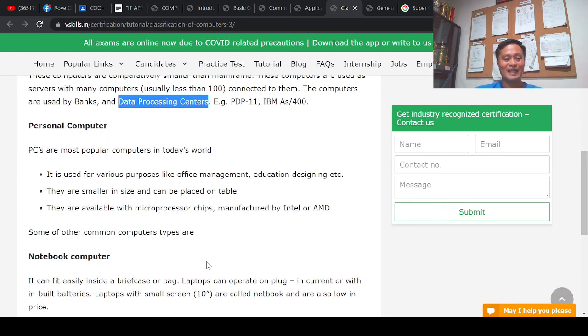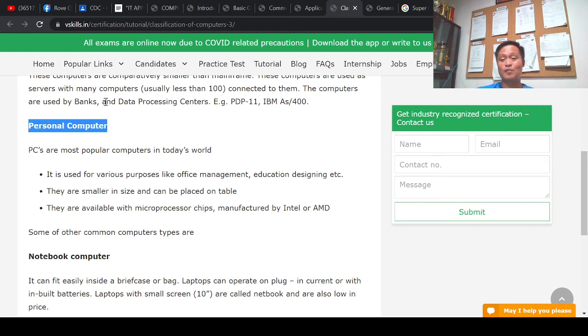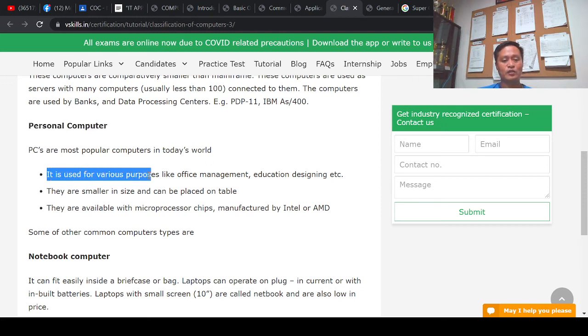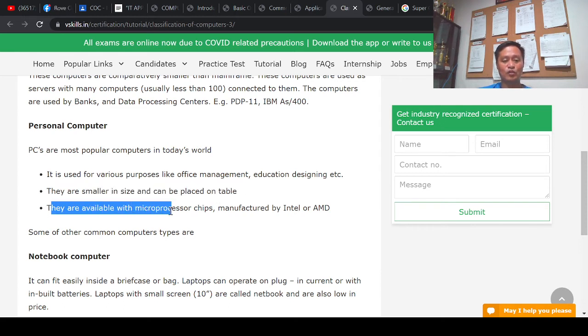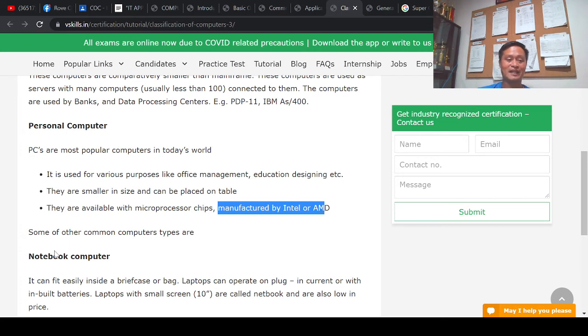Okay, the next classification of computer is the personal computer. The computers that we are using are personal computers, and PCs are the most popular computers in this world. They are used for various purposes like office management, education, and designing. They are smaller in size and can be placed on a table. They are available with microscopic chips, smaller than the earlier IC, manufactured by Intel or AMD.